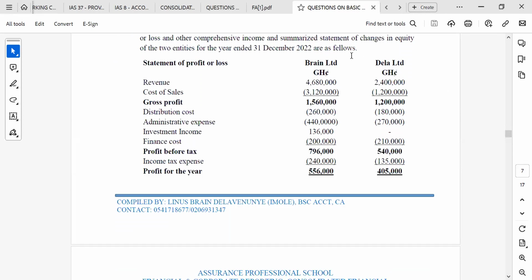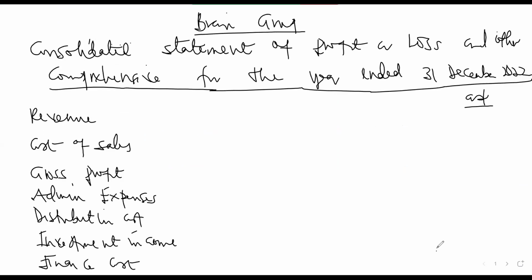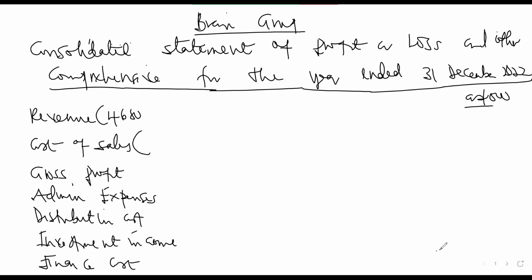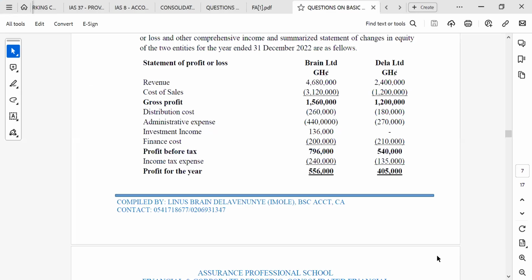All right. So what is the revenue for? Let's keep 3 zeros at the top so that our workings will be very simple for us. What is the revenue for the parent? 4680. Okay, so we have 4680. What is the cost of sales? 3120. Okay, 3120.